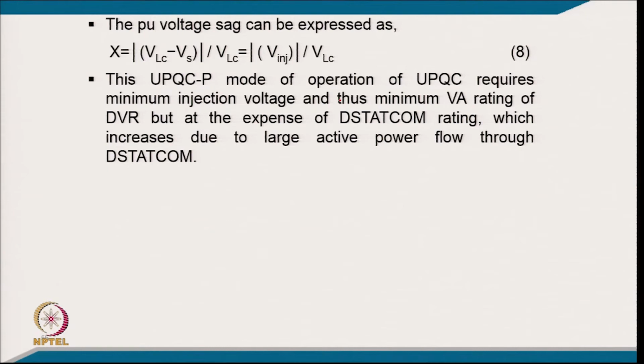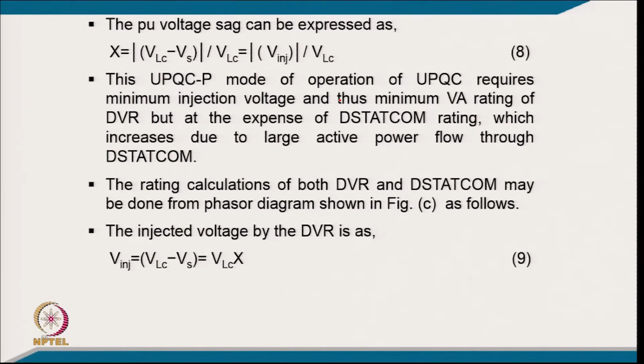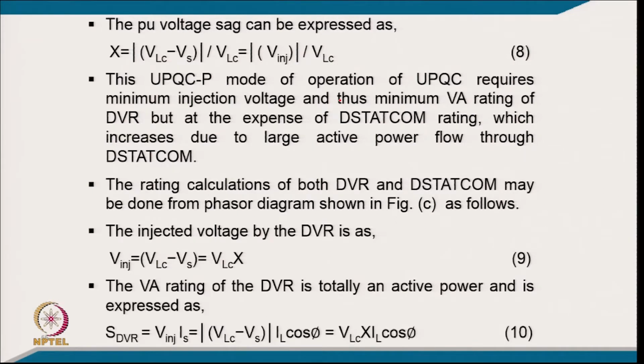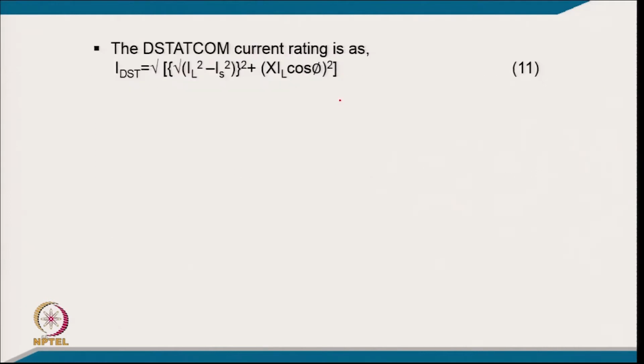And this UPQC-P mode of operation of UPQC requires minimum injection voltage, thus minimum rating of DVR, but at the expense of D STATCOM rating, which increases due to large active power flow through the D STATCOM. The rating calculation for DVR and D STATCOM may be done from the phasor diagram, and the injected voltage is VLC into X, and the VA rating of DVR is V injected IS, (VLC minus Vs) into IL cos phi. So, it becomes VLC into X into IL cos phi.